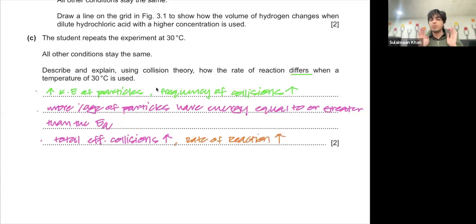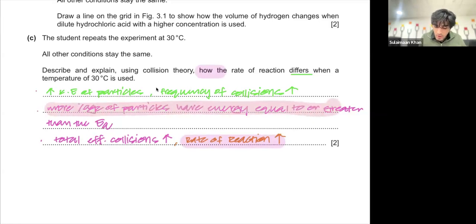One more beauty. How many marks is this question for? It's a 2 mark question. 1 mark definitely for this, because he's asking how does it differ. And then 1 mark is for this or this. What a fun fact.